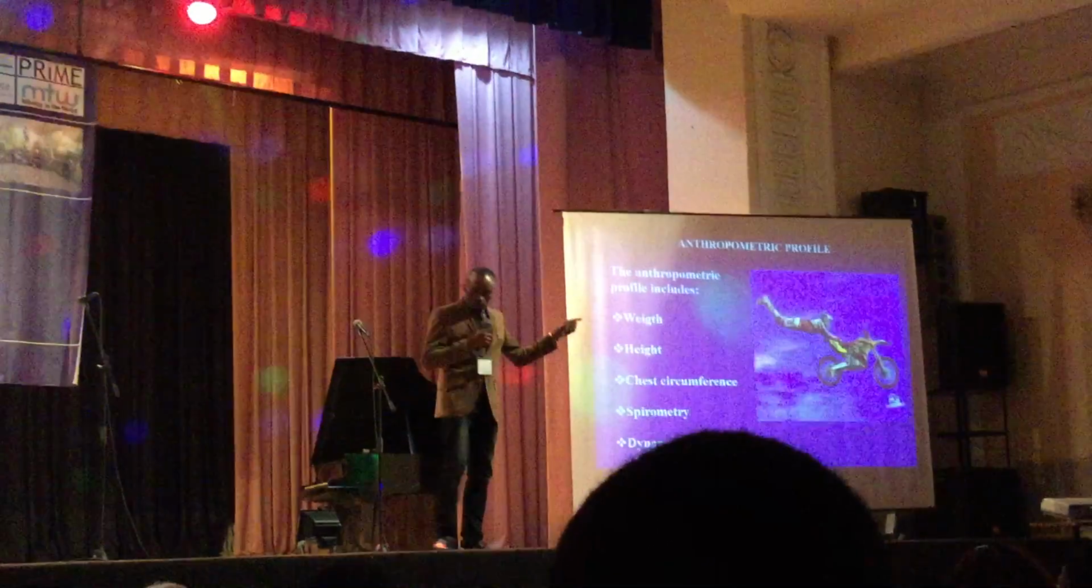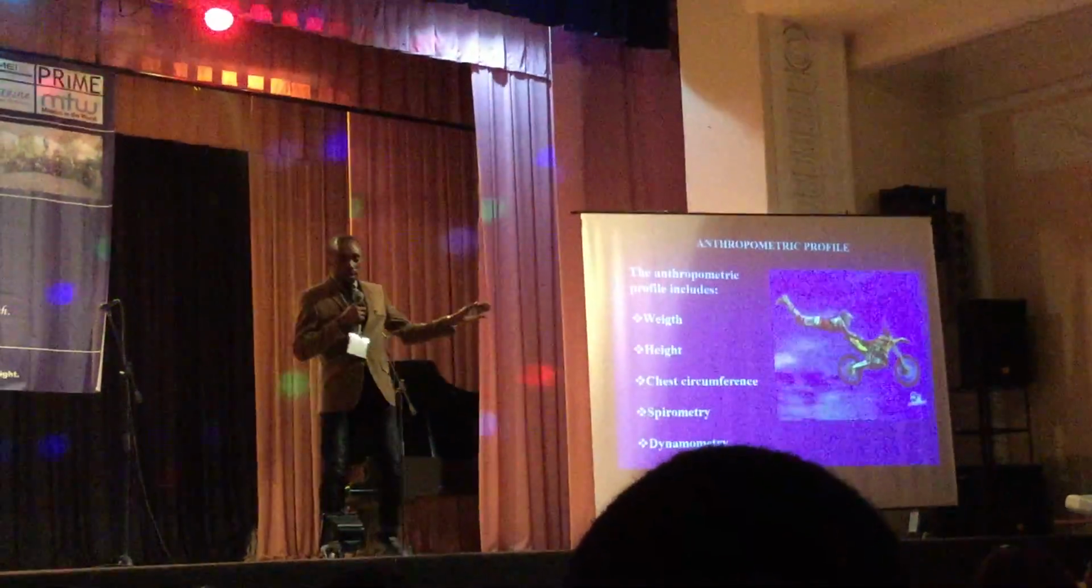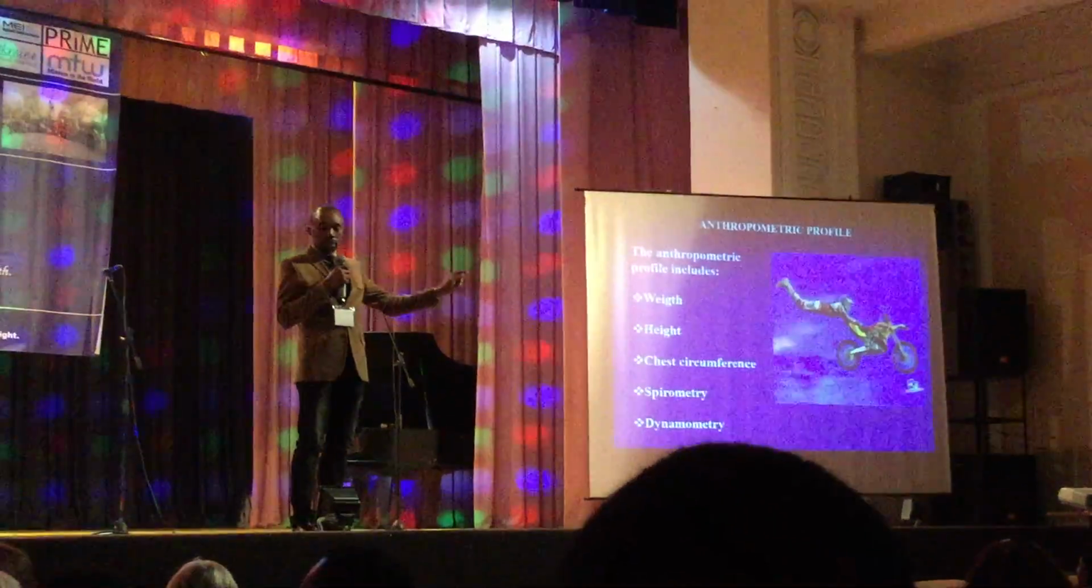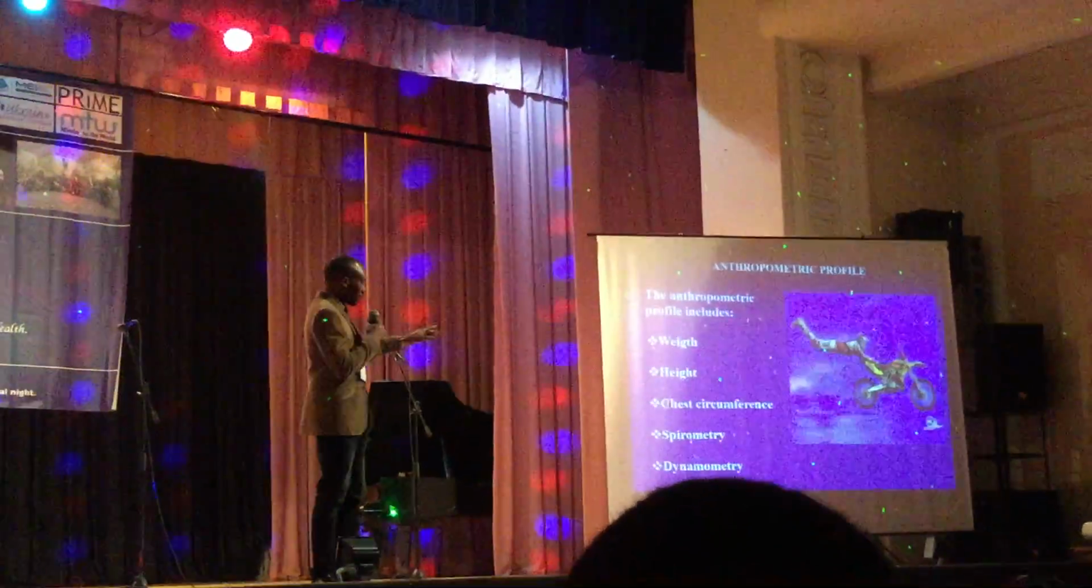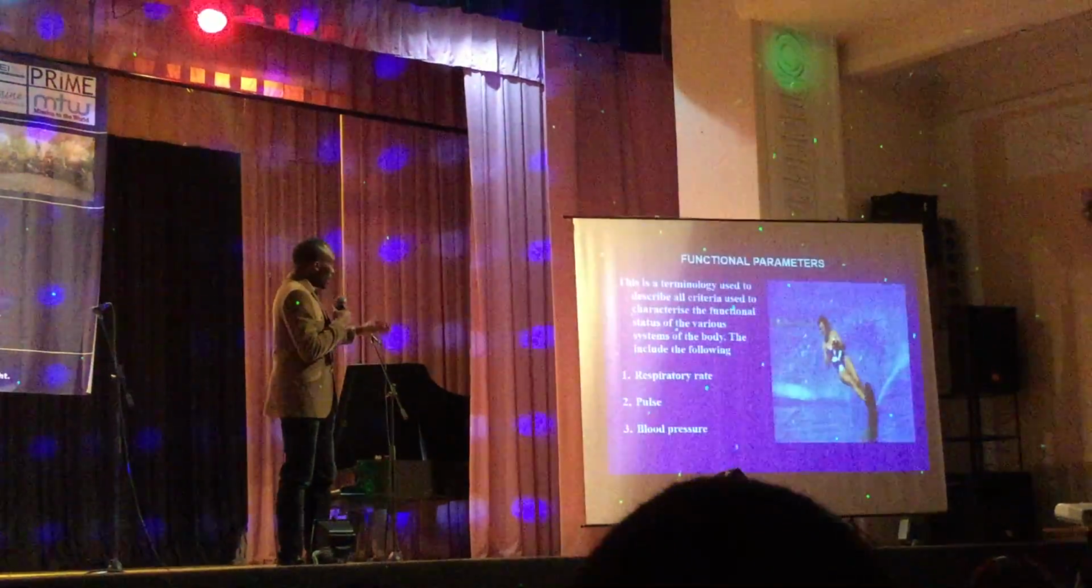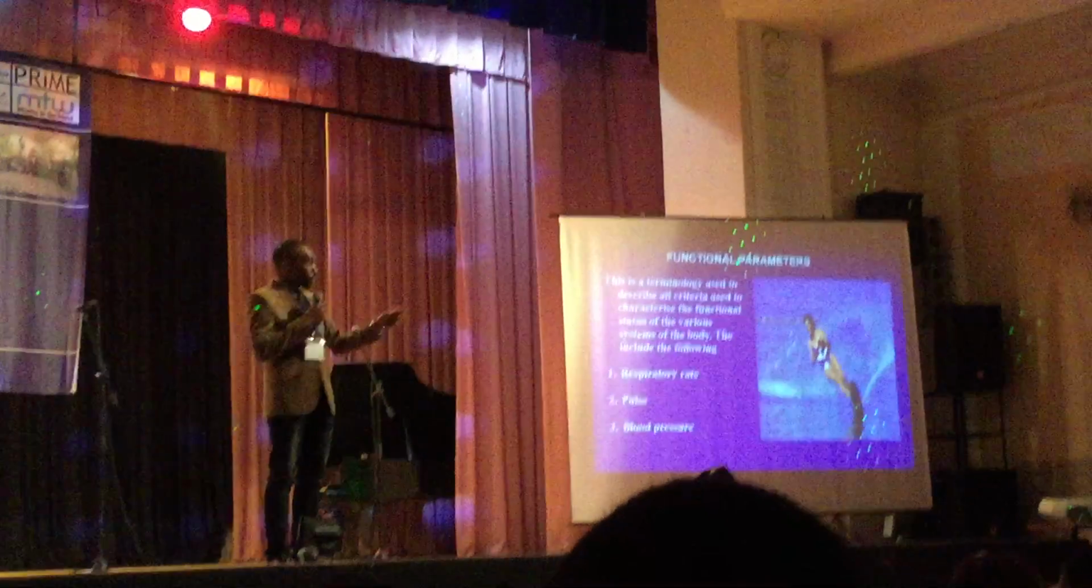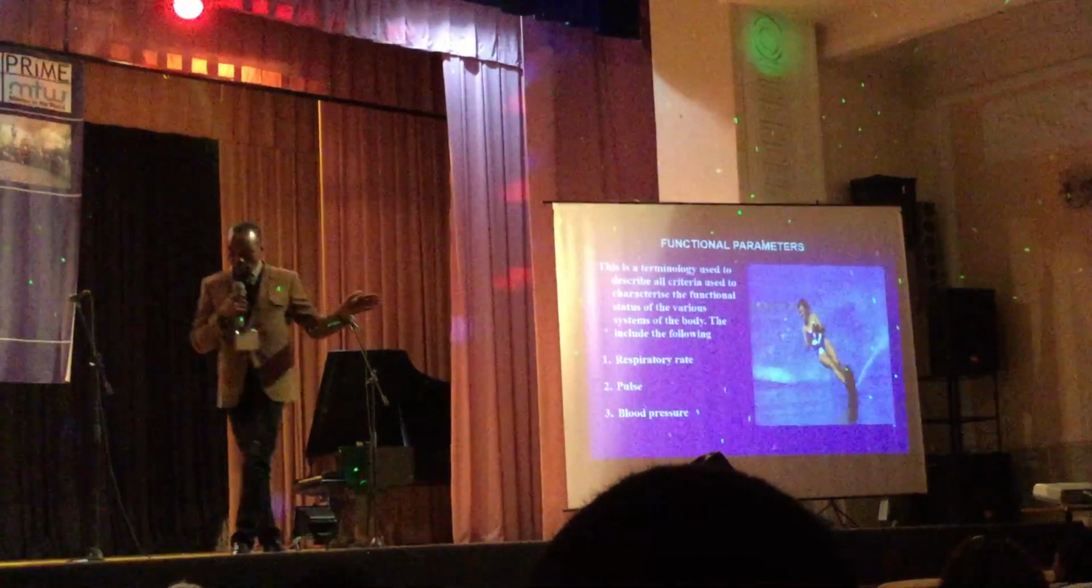Next slide, please. Alright. So what are the basic anthropometric profiles we have? They include the weight, the height, the chest circumference, spirometry, and dynamometer. We have to narrow it to this because there are many parameters we have used, but these ones are the most important. And then what are the functional parameters we involve? Respiratory rate, pulse rate, and the blood pressure.